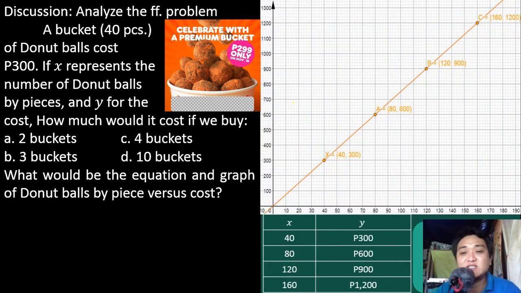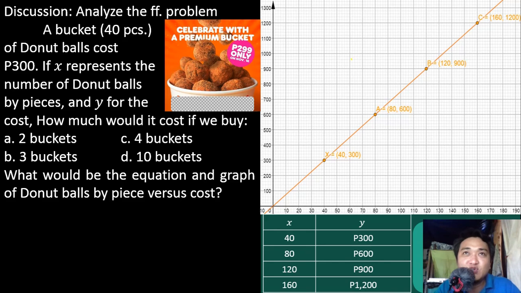Okay, so ang graph po niya, ganito po itsura. So check natin kung tama yung ating graph. 40, you have there 300, correct? If you have 80, ito po, 80, and then you have 600, tama? If you have 120, ito po, for x, if x is 120, y is 900, yan. And then 160, and then 1,200.